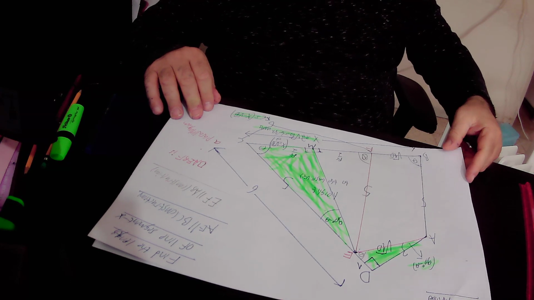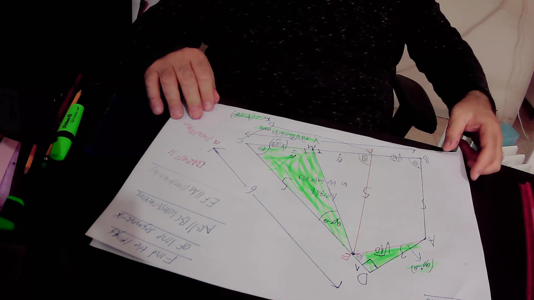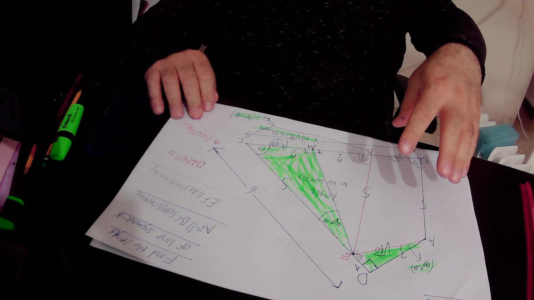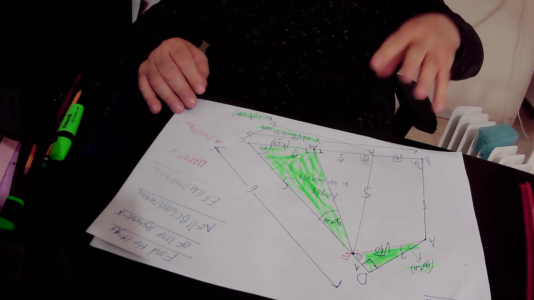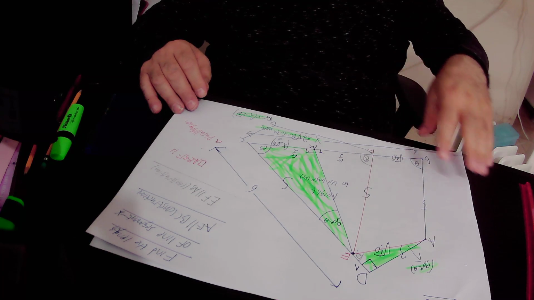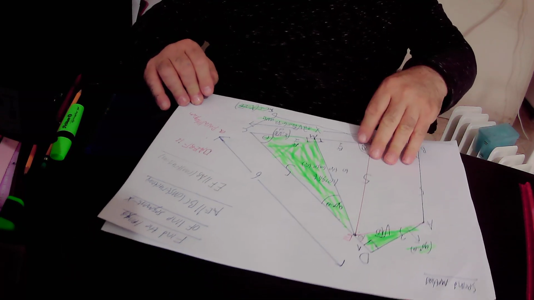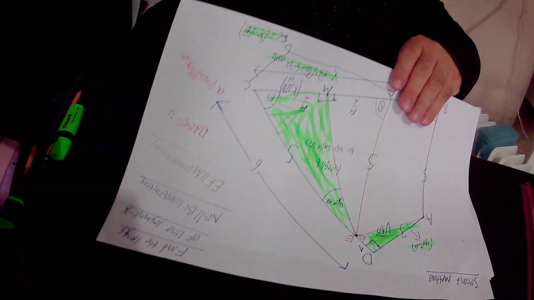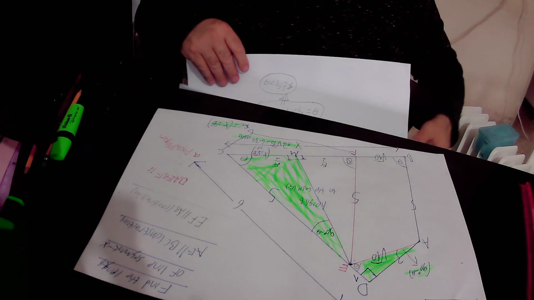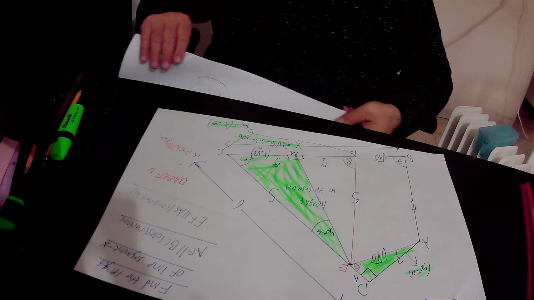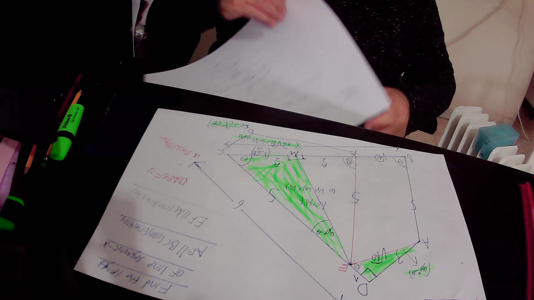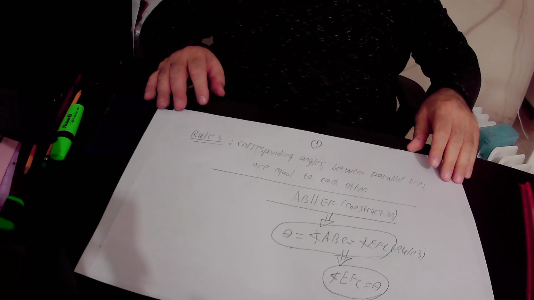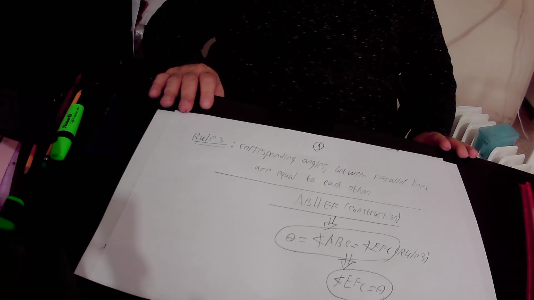Okay, so here we created quadrilateral AEFB, a parallelogram. Why? Because it has two couples of sides that are parallel to each other. Then I presented to you a new rule that is actually rule number 3. According to rule number 3, corresponding angles between parallel lines are equal to each other.